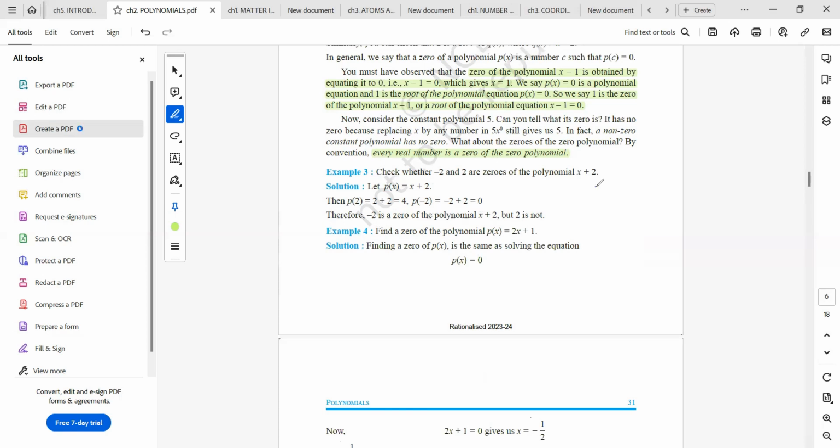So how do we define the zero of the polynomial? Because these equations are polynomials. The zero of the polynomial is simply that value of x where the equation becomes 0. So what value of x can you put for which the equation will give you the result as 0? That is known as the zero of the polynomial. Okay, so let us go further.